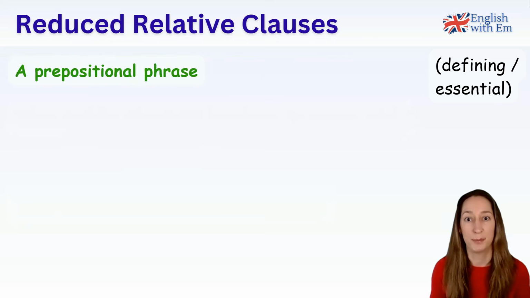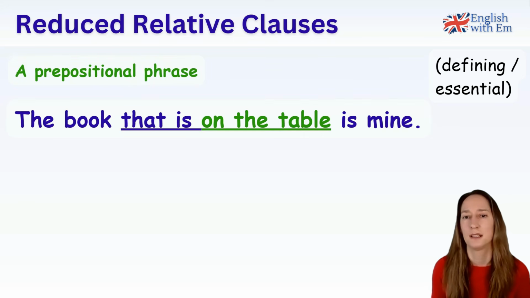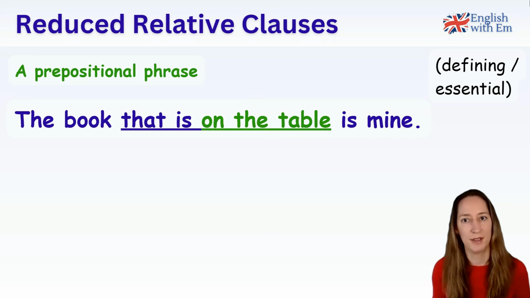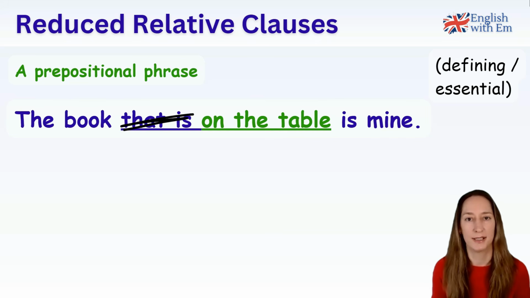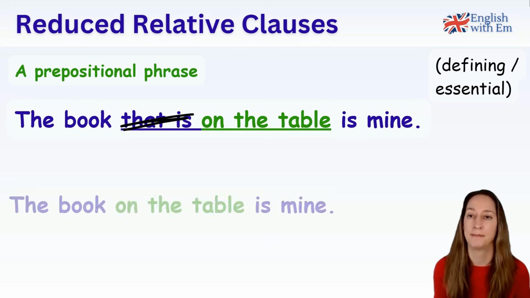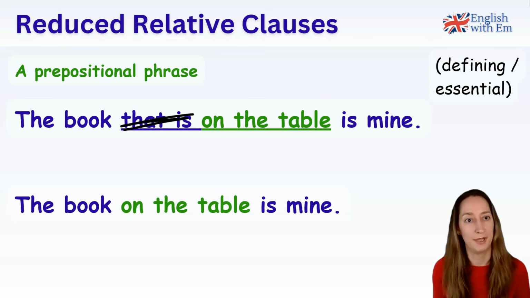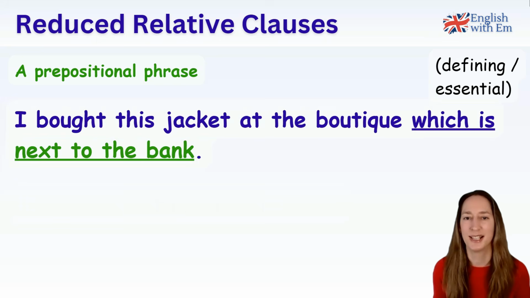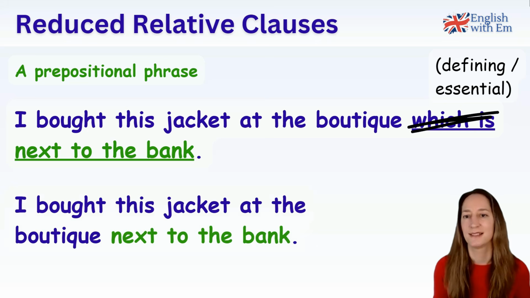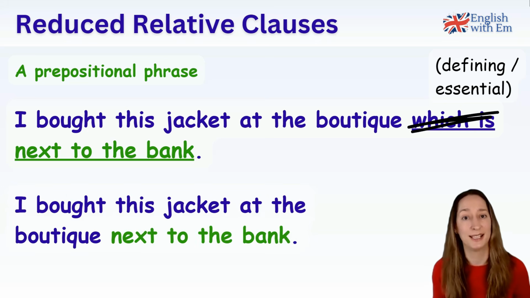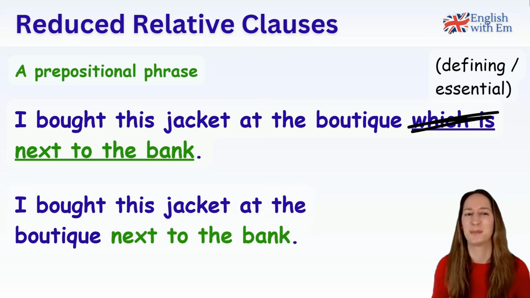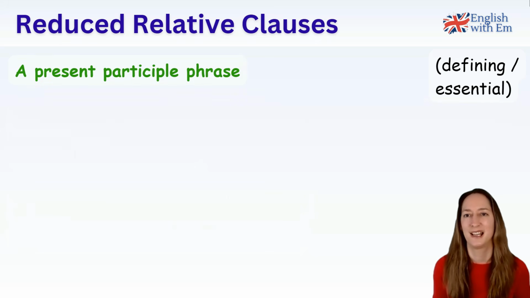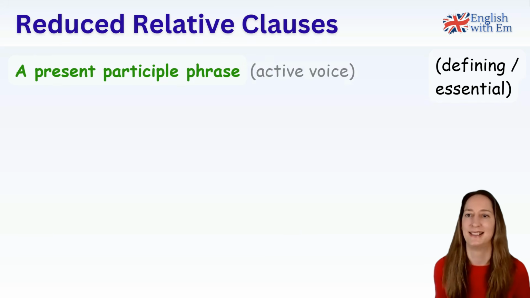Now let's look at a prepositional phrase. The book that's on the table is mine. We delete the relative pronoun and the verb to be. The book on the table is mine. Job done. I bought this jacket at the boutique, which is next to the bank. Delete the relative pronoun and the verb to be. I bought this jacket at the boutique next to the bank. So much more concise.